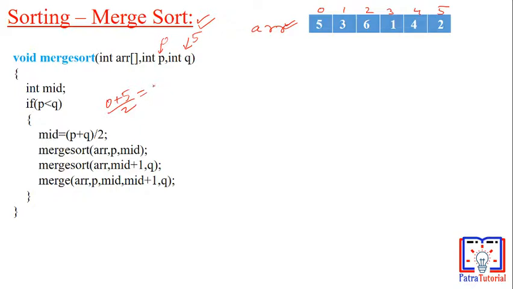2.5, right? So let me take the lower bound here, like this. Then I need to apply merge sort from p to mid, that is 0 to mid equal to 2, and merge sort from mid plus 1, that is 3, to q equal to 5, and then the merge function with starting index 0, mid equal to 2, mid plus 1 equal to 3, and q equal to 5, the last index of the array. So these three things I have to do.